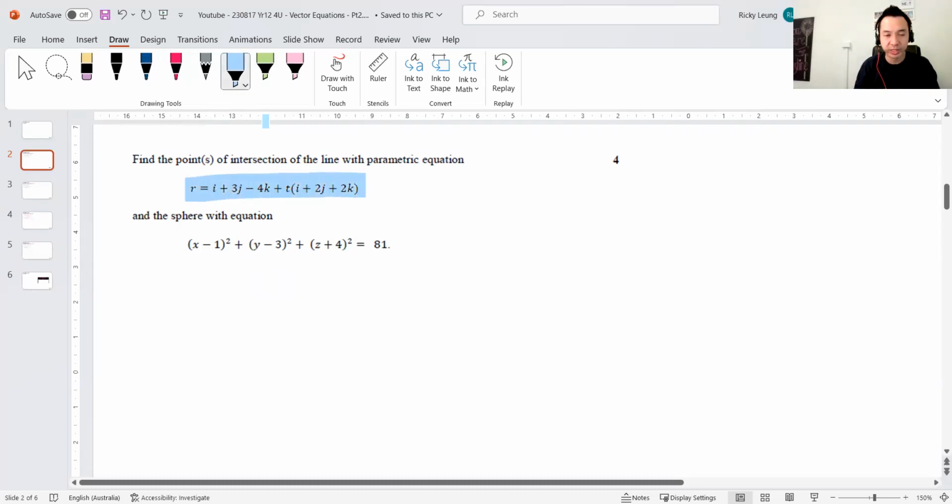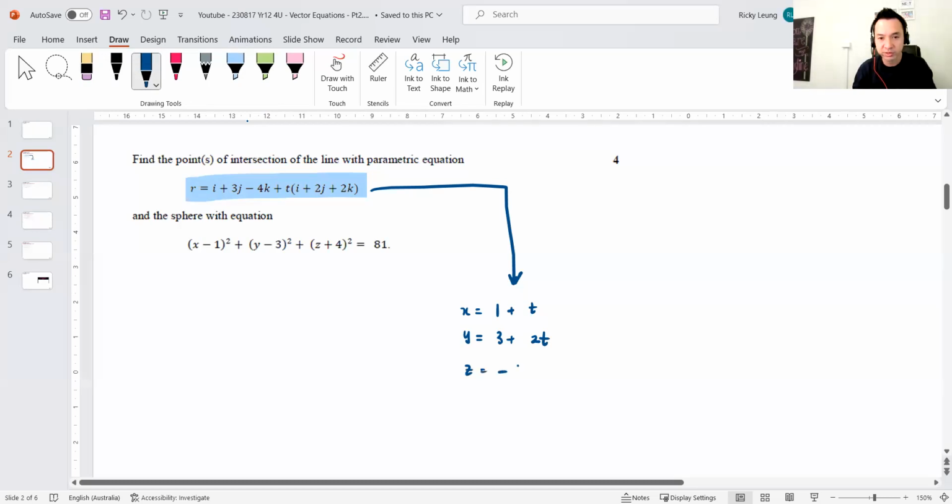So we're going to start with this vector equation here and decompose that into its Cartesian part. I can see that the x value equals 1 plus t, the y value equals 3 plus 2t, and the z value equals -4 plus 2t. They're the coefficients of i, j, k respectively. Once you get that, all you've got to do now is plug x, y, z into this guy. Yeah, I mean, it's 4 marks, right?